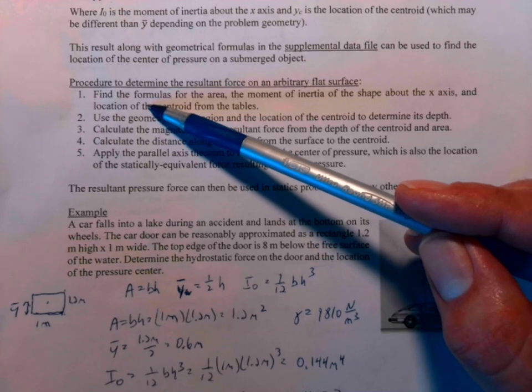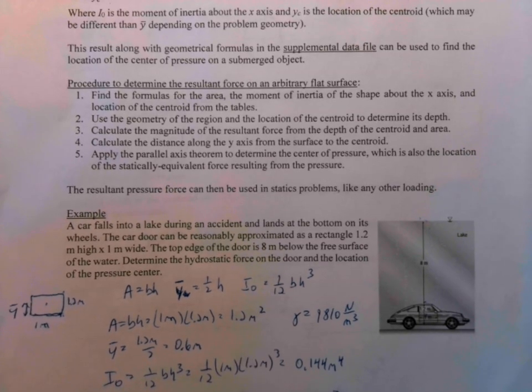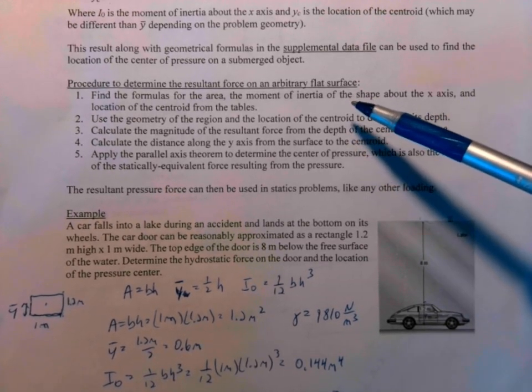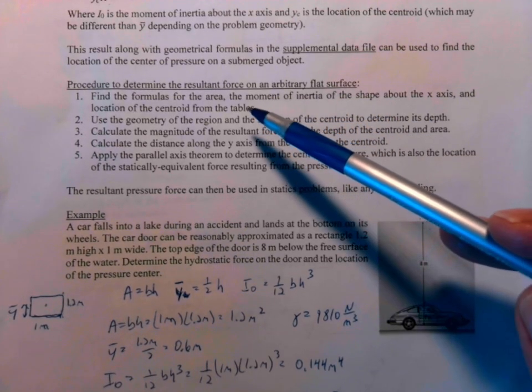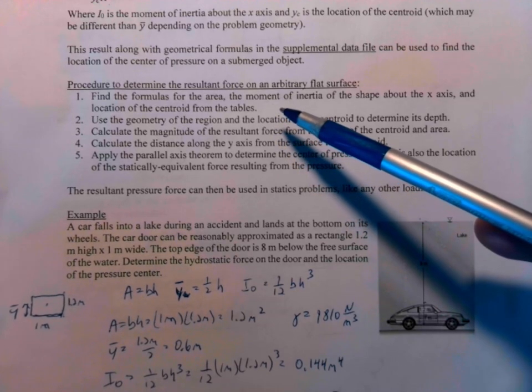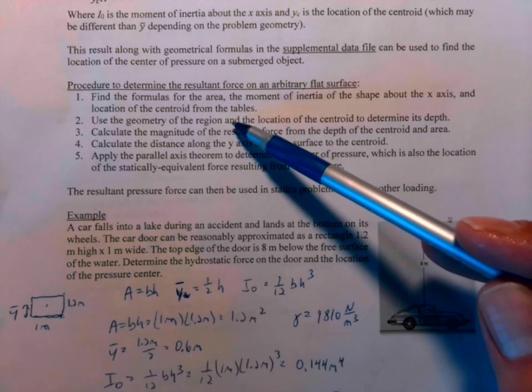And so again, the first step is to find all the formulas. You need a table for the shapes that you're looking at, and I have provided that for students in my class, and you can find them easily online: formulas for the location of the centroid, the moment of inertia, and then the area of the shape that you're looking at. So you need that first.